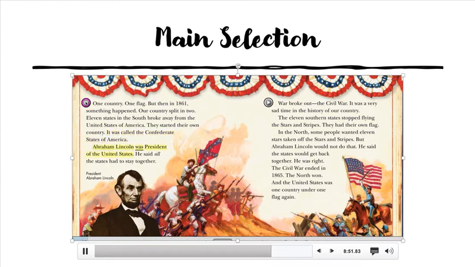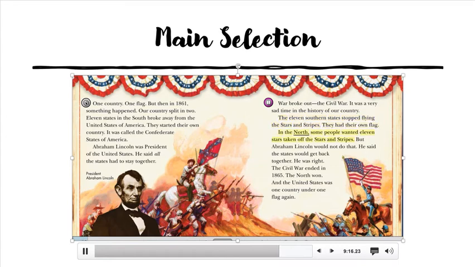Abraham Lincoln was President of the United States. He said all the states had to stay together. War broke out, the Civil War. It was a very sad time in the history of our country. The 11 southern states stopped flying the Stars and Stripes. They had their own flag.